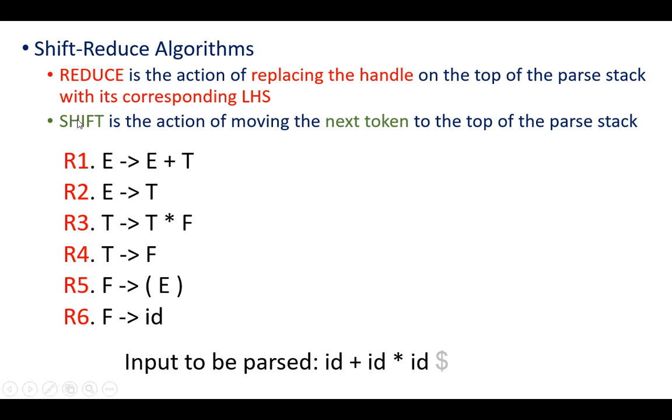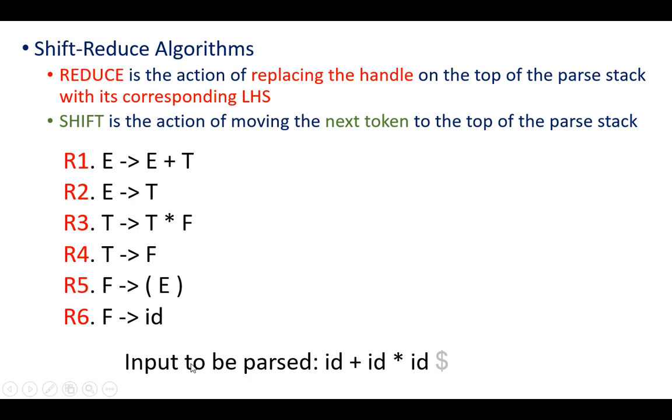Now let's go to the shift part. The shift part is the action of moving the next token to the top of the parse stack. So what shift means is that you take the next token, after removing this, to the top of the parse stack. That is shift. So you shift what is here to the top of the parse stack, and at the same time you put the state of execution at the top of the parse stack.